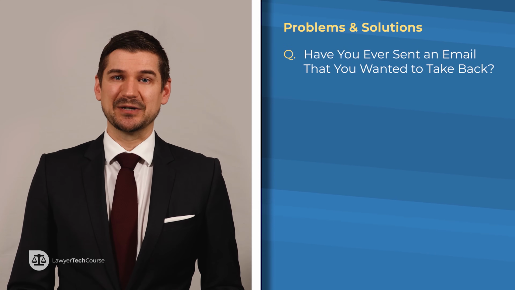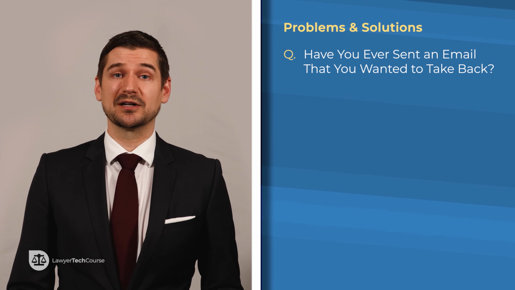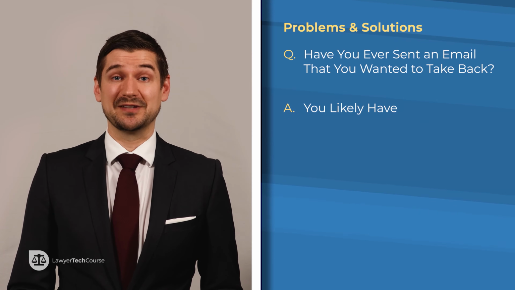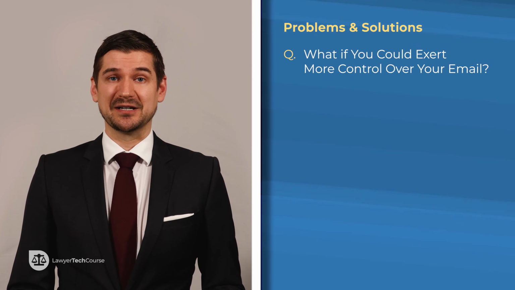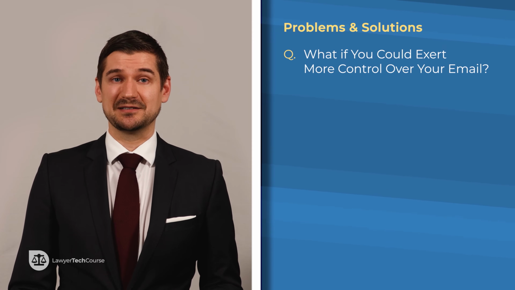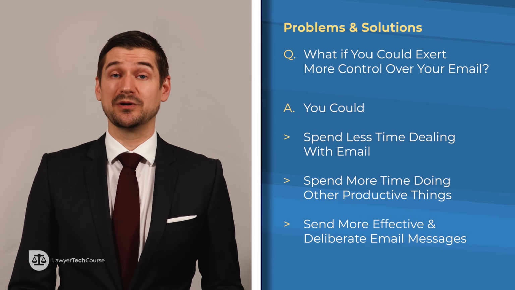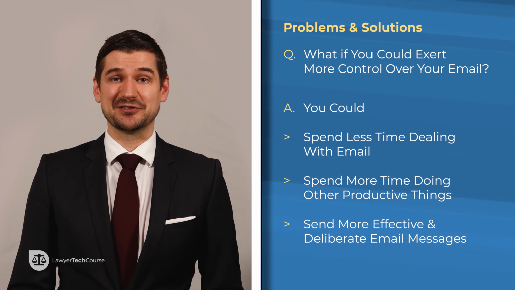Have you ever sent an email and later regretted saying something or not saying something, or you forgot to include an attachment? Unless you're perfect, chances are that you've committed one of these missteps. What would happen if you could exert more control over your email and put purposeful policies in place to manage it? You could spend less time dealing with email, spend more time doing other productive things, and send more effective and deliberate email messages. Before I show you exactly how to schedule email delivery, I'll tell you a story to explain why I became inspired to start doing it.